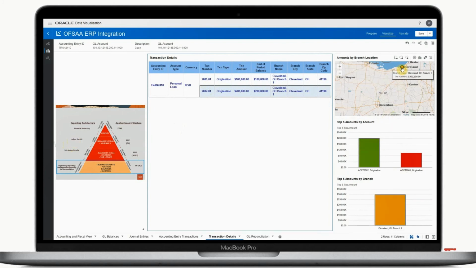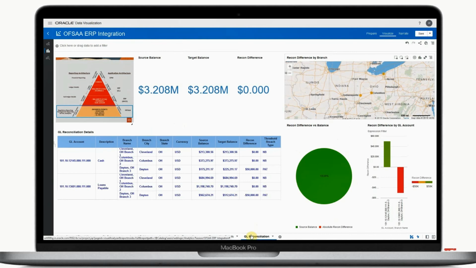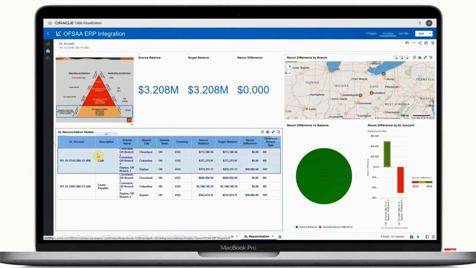Another important value of this platform is the capability of reconciling the information from the general ledger account view into the most granular available in the analytical warehouse. You will see here that at the total level, we have the source amount balance that has been reconciled with the target balance. So there is no difference whatsoever.